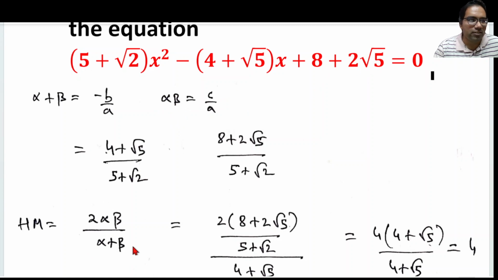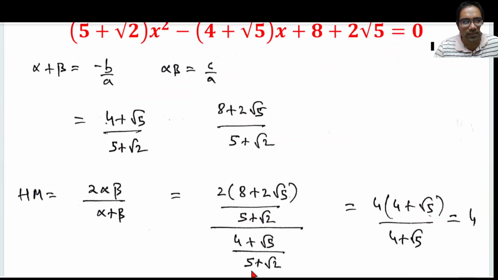Right, harmonic mean is actually 2 alpha beta by alpha plus beta. We know this. So 2 alpha beta is 2 times this one, 2 times 8 plus 2 root 5 by 5 plus root 2, divided by alpha plus beta, which is this one. In both cases, denominator is 5 plus root 2, so this and this will cancel. We'll be left with 2 times 8 plus 2 root 5 by 4 plus root 5.